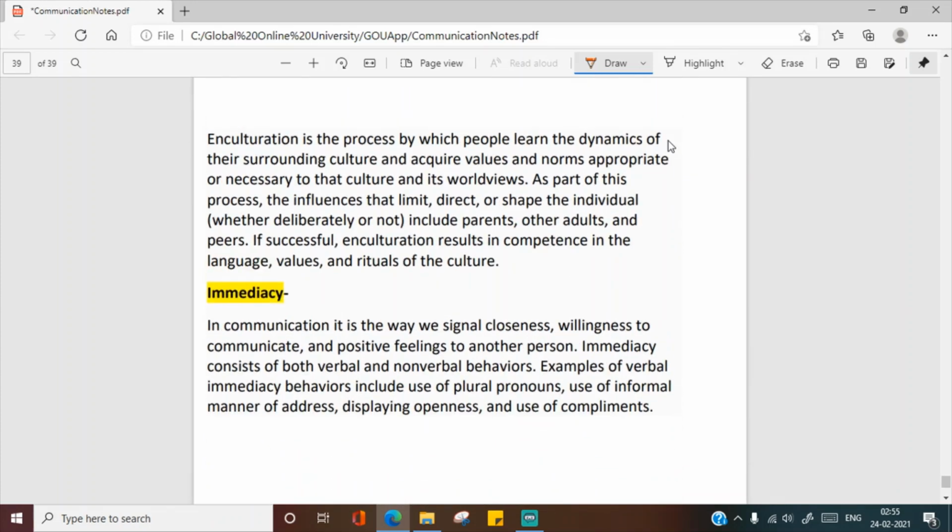One more term is immediacy. So in communication, it is the way we signal closeness, willingness to communicate, and positive feeling to another person. So what is immediacy? It is the way we signal closeness, how close we are to the other person, like by giving a compliment to the other person. So these are nothing but verbal immediacy. Okay, so this is it.